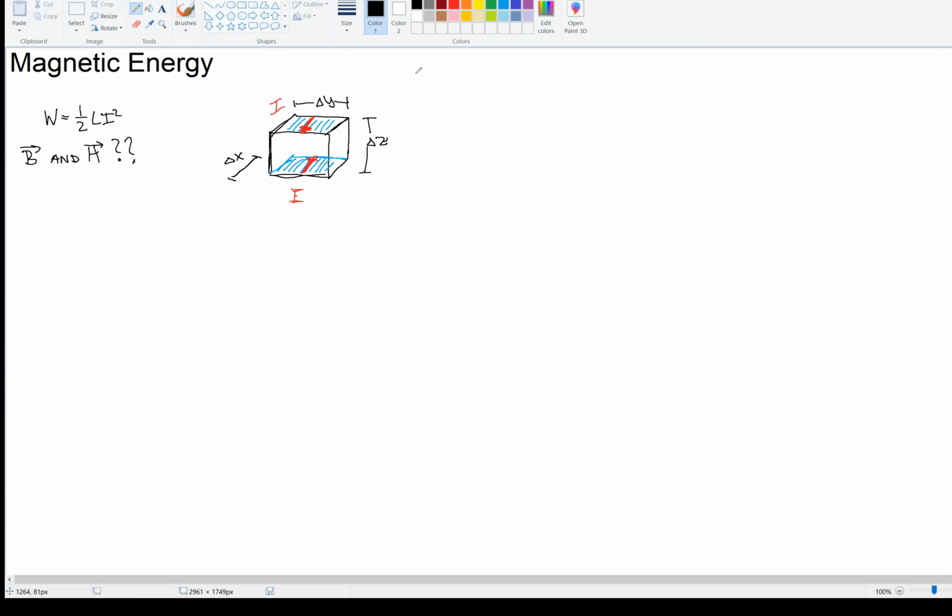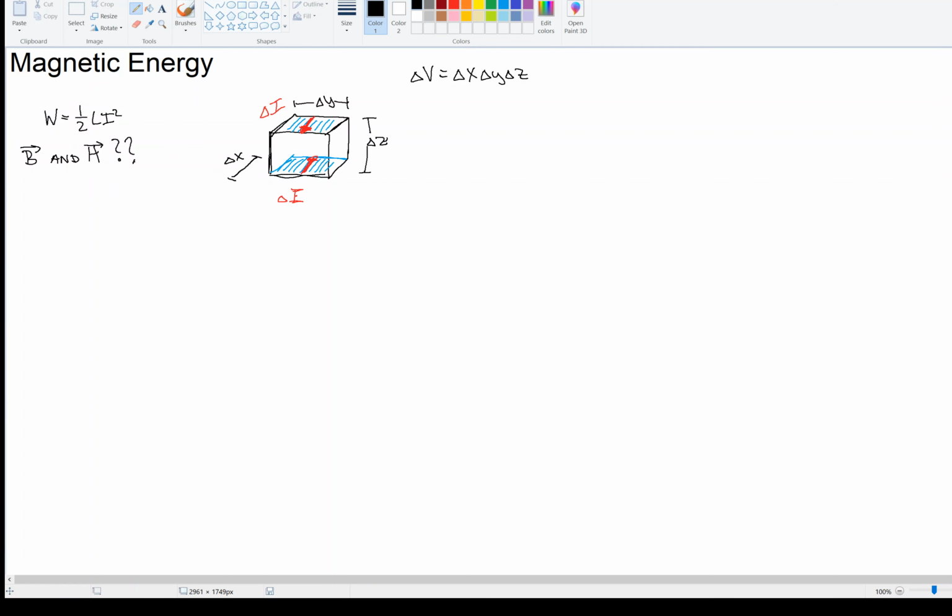So this guy in our material is delta x, delta y, delta z. That is its differential volume. So we're saying it's covered in conducting sheets on the top and the bottom. And it's got this current, we could call it delta I. Let's call it delta I. Makes more sense that way because it's just a little differential piece of a larger volume.